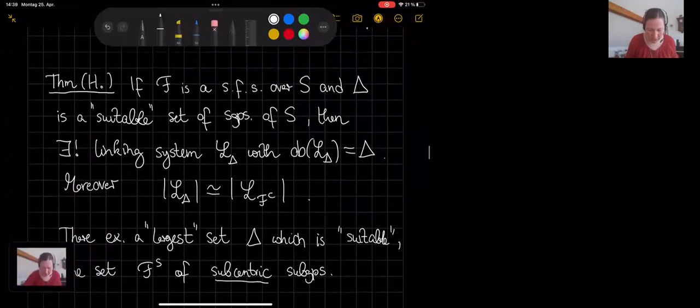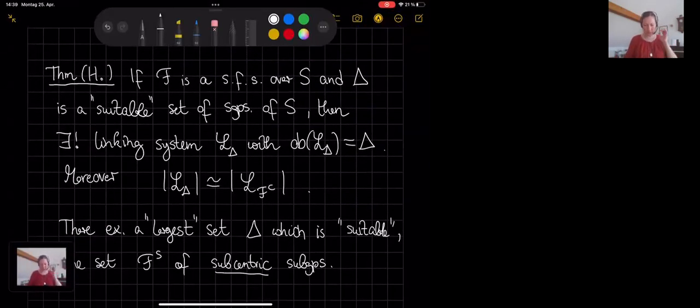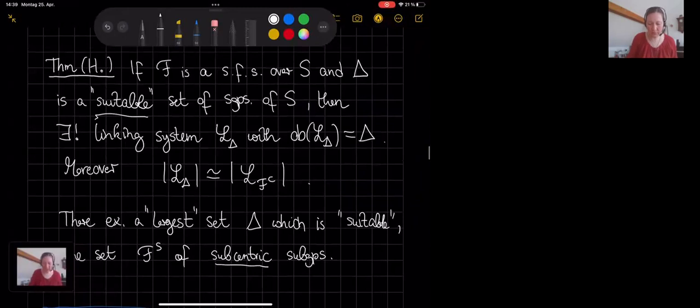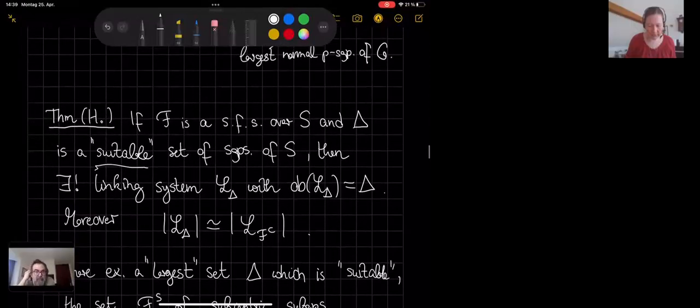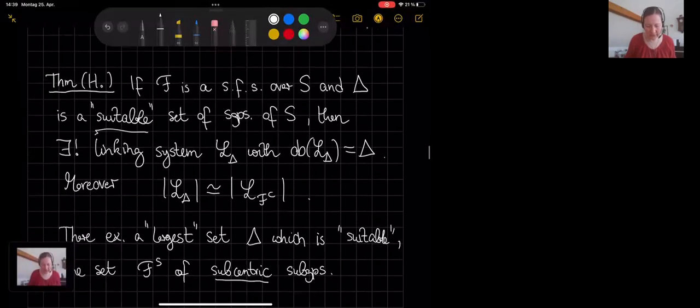So what goes right is that in some sense we can generalize the existence and uniqueness of centric linking systems to this more general case. So if F is a saturated fusion system over S and delta is, I say here, a suitable set of subgroups of S, meaning it fulfills some conditions which any object set of a linking system would have to fulfill, then there exists a linking system L delta whose object set is delta.